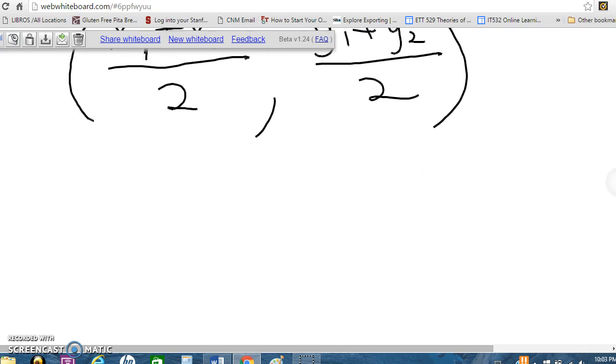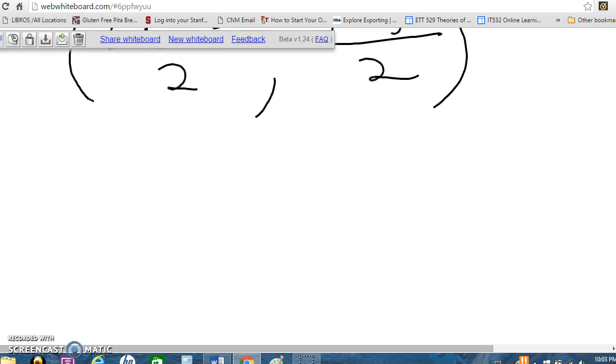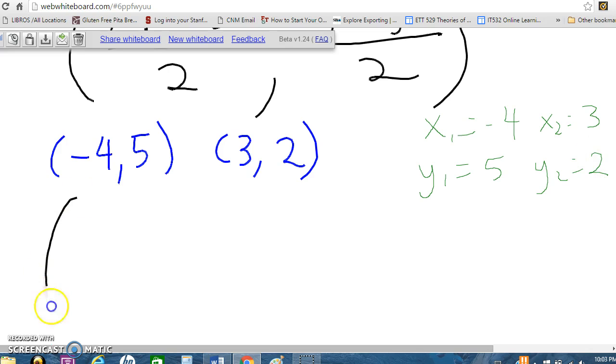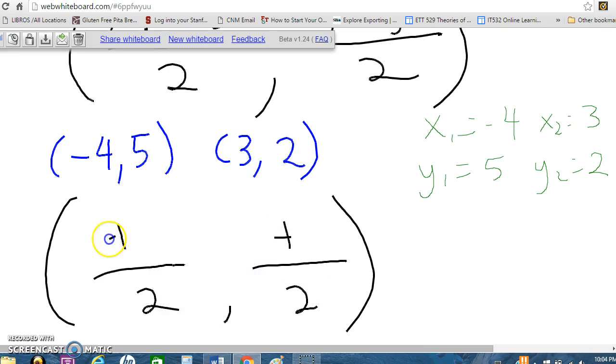So let's do exactly the same thing with the points that I gave you previously. We had the points -4, 5, and 3, 2. So I'm going to say x1 is going to be -4, x2 is going to be 3, y1 is going to be 5, y2 is going to be 2. Let's just put it there. My x1 is -4, my x2 is 3, my y1 is 5, my y2 is 2.